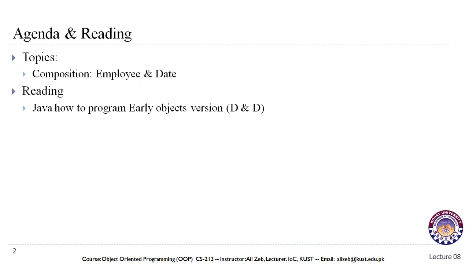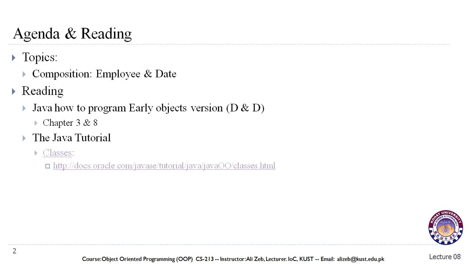The reference book again for this course is Java How to Program, Early Objects version, of the Deitel and Deitel series. And as we understand, the main concepts of classes and objects have been discussed in chapter 3, but you can find this specific topic in chapter 8 of the book in section 8.8. And you can also find the relevant Java tutorial if you are interested in getting to know more details about these topics.